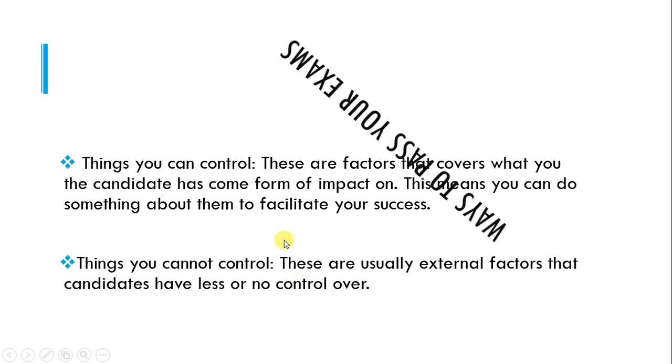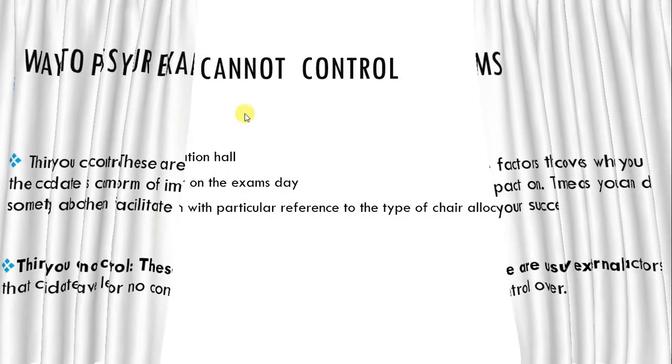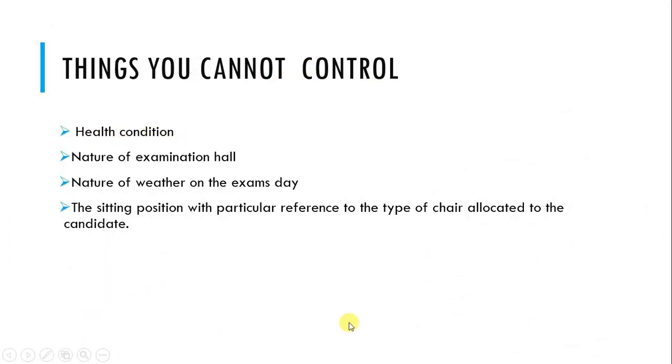So let's go ahead and see. For the things that you cannot control, some of them include your health condition, the nature of the exam hall, the nature of the weather on the exam day, and the sitting position, with particular reference to the type of chair allocated to the candidate. You might do all the preparations needed, but on the said day you may fall ill. That can affect your performance. The nature of the exam hall can also affect your performance. Probably there may be insufficient lighting in the room. The room may be too dark for you to read well.